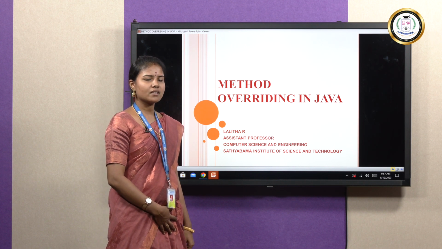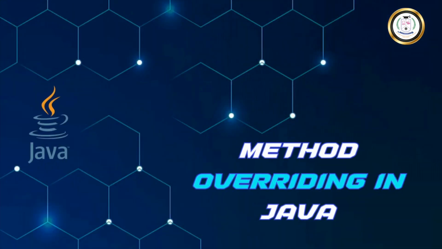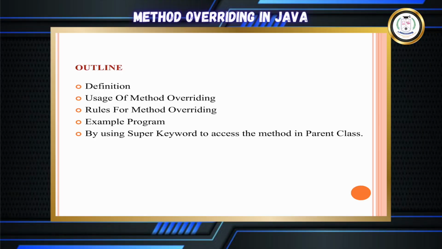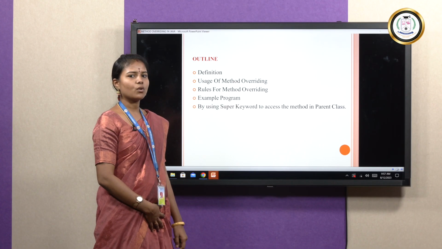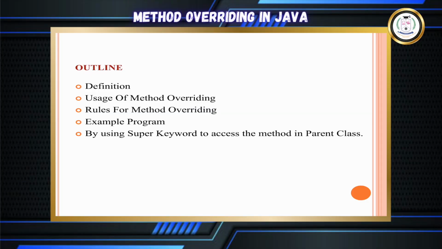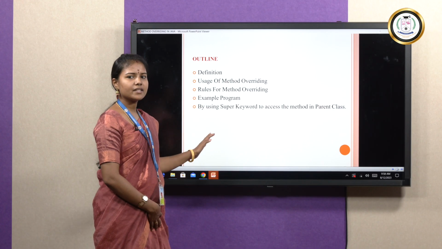Today, we are going to discuss method overriding in Java. These are the outlines. What do you mean by method overriding? What is the usage of method overriding? What are the rules for the method overriding concept? And how to access the method in the parent class by using the super keyword. So, these are the outlines in my session.